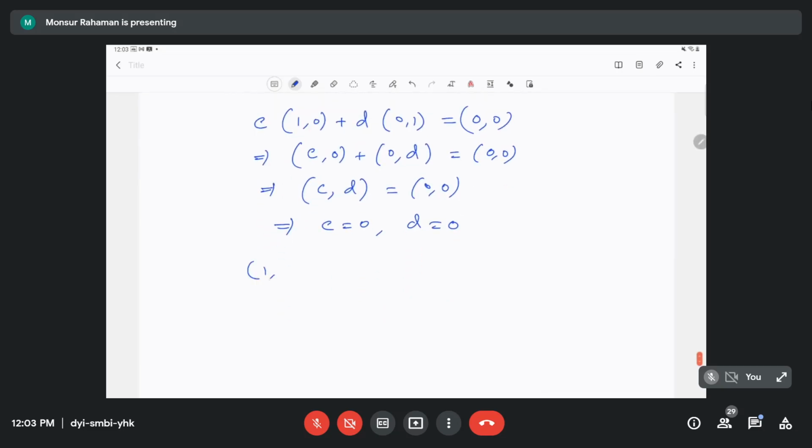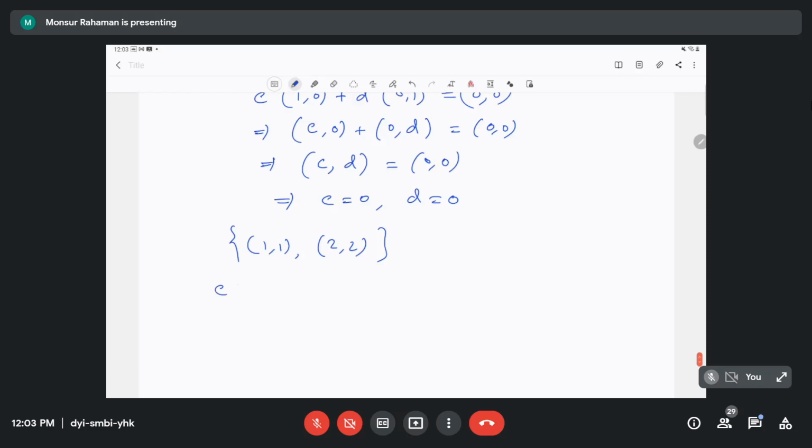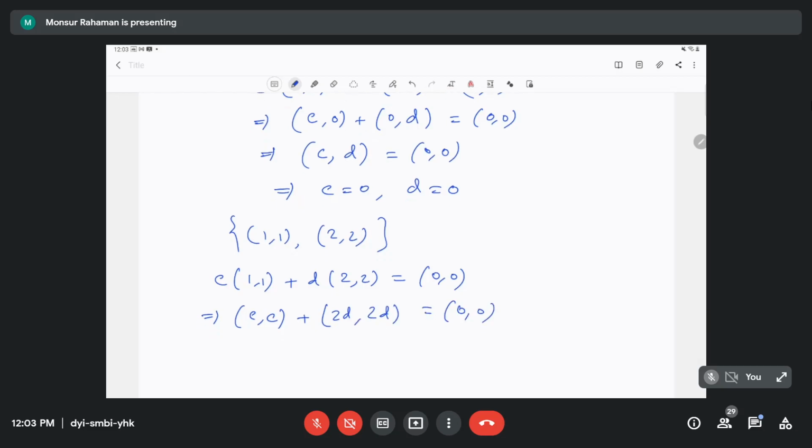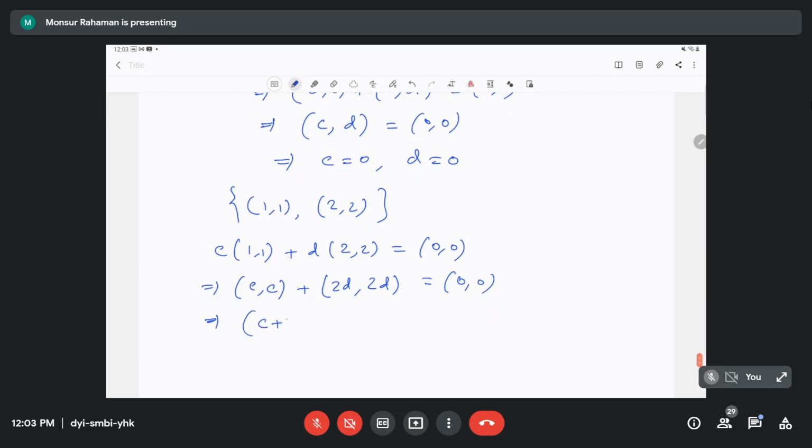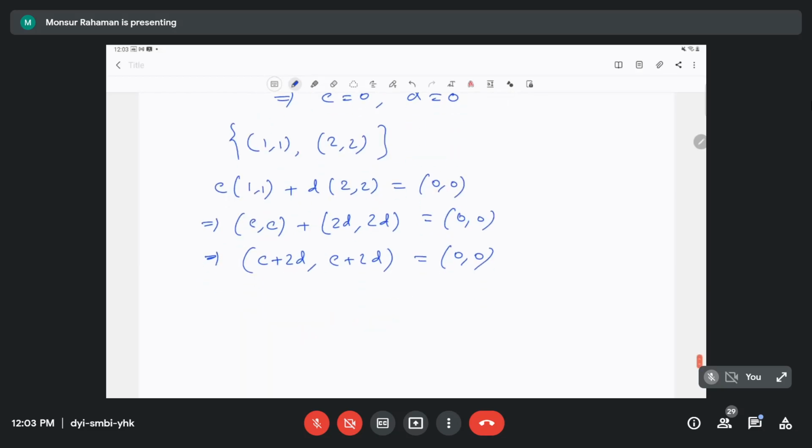So what about this other set after applying the formula? Here c(1,1) plus d(2,2) has to be (0,0). So here we have c and c, and this is 2d and 2d, equals to (0,0). After adding, c plus 2d and c plus 2d equals to (0,0). After comparing the components, c plus 2d has to be 0 and c plus 2d equals to 0. These are the same equation, so you can eliminate one.